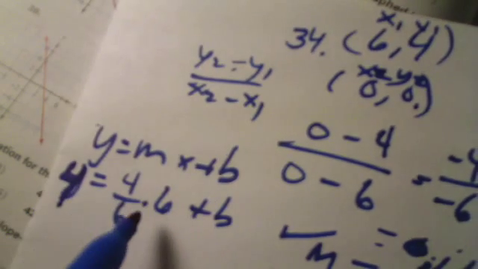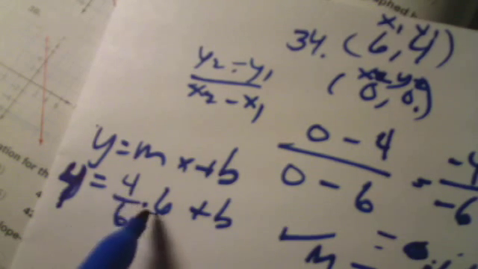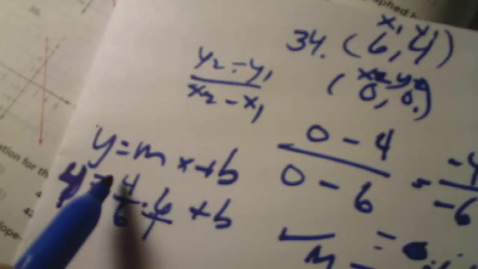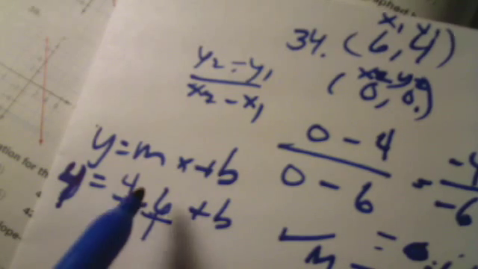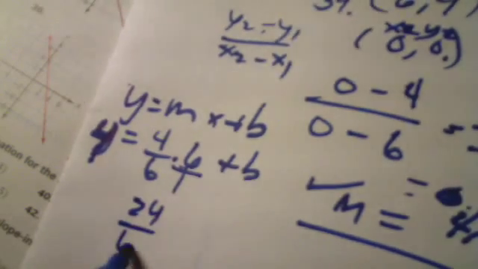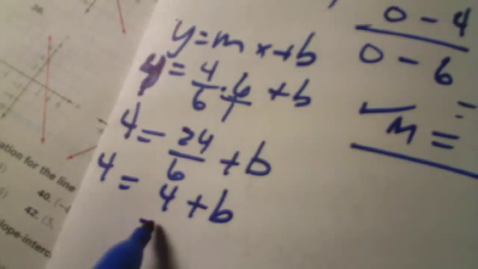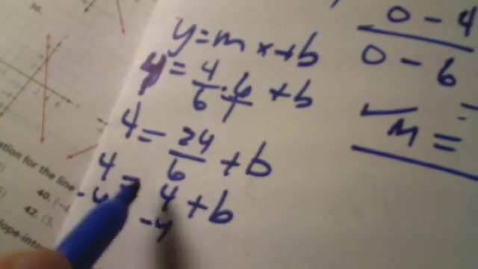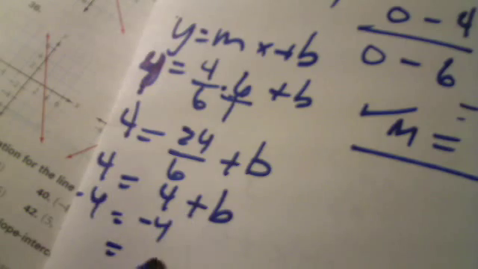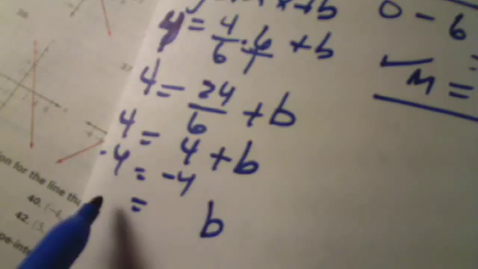That's 4 right here. So let's multiply these fractions out. Remember, to multiply a fraction, you have to have a numerator on top and a denominator on the bottom. 4 times 6 is 24. 6 times 1 is 6. 24 divided by 6 is 4. And to get rid of this 4, we subtract it off both sides. So we found out that b, this cancels out, and we got 4 minus 4 is 0.